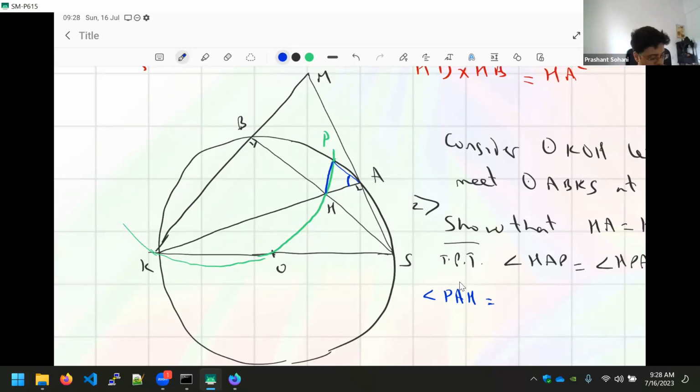So those who have solved it, did you do something similar? Yes, sir. I showed those two angles, angle HAP and HPA, as difference of two congruent angles. Difference of two congruent angles. Okay, interesting. Yeah, that will also be fine.